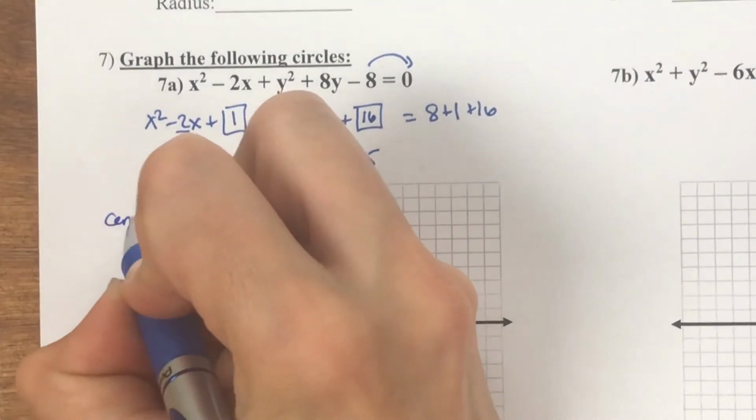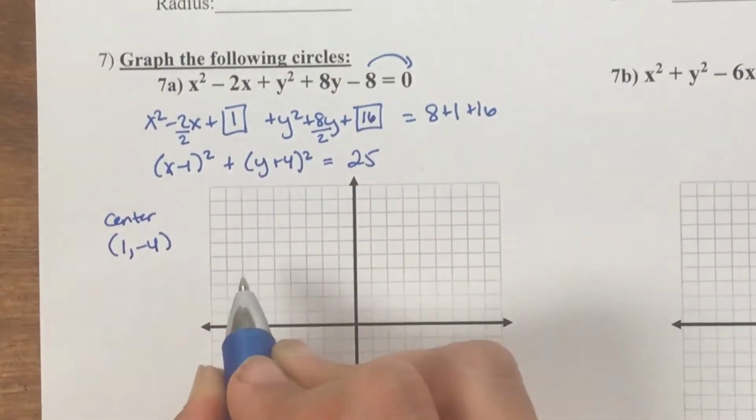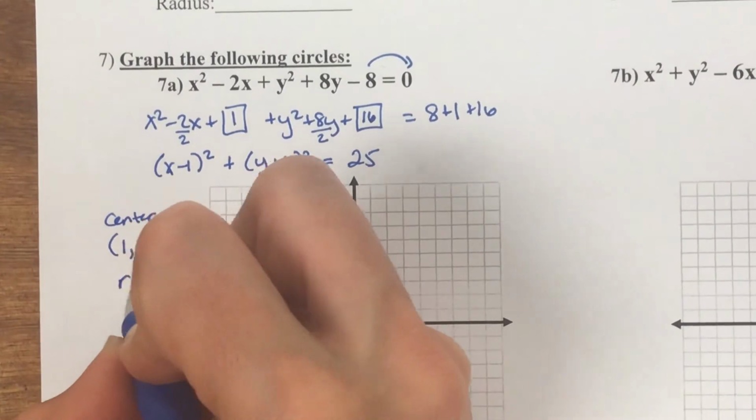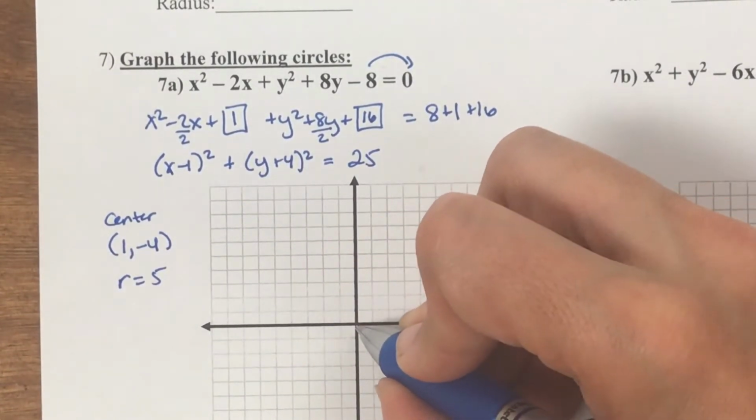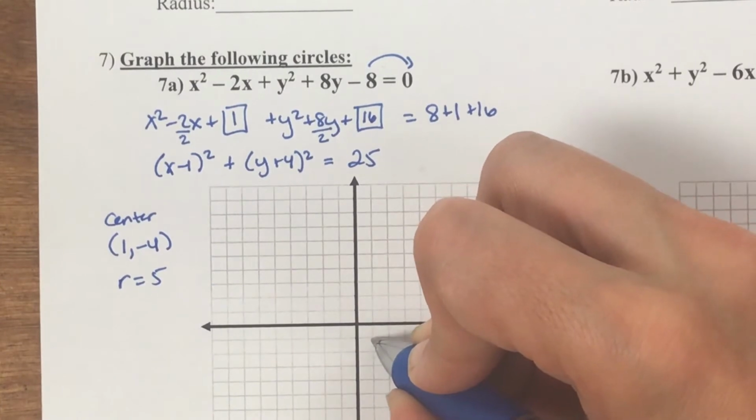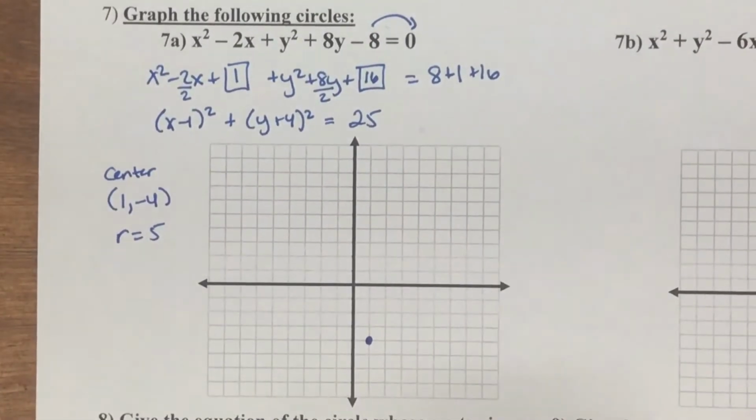So my center is going to be +1, -4, opposite signs. And my radius is going to be 5. So we go ahead and graph that. Ooh, this is why I'm going to run out of room maybe. Let's see. Over 1, down 1, 2, 3, 4. Yep, I'm going to run a little bit out of room.